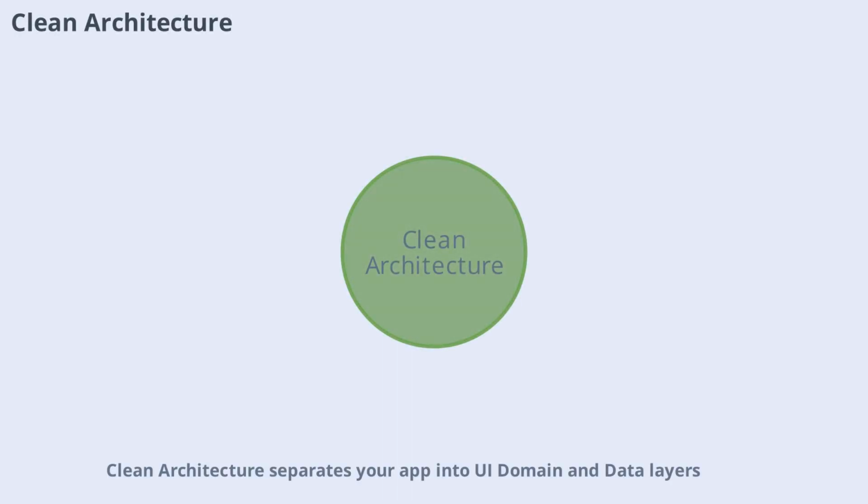Clean architecture separates your app into UI, domain, and data layers. Dependencies point inward, meaning UI depends on domain, and domain depends on data. This structure promotes maintainability, testability, and scalability. By following clean architecture, you ensure your codebase remains organized and easy to evolve, which is crucial for large projects and team collaboration.